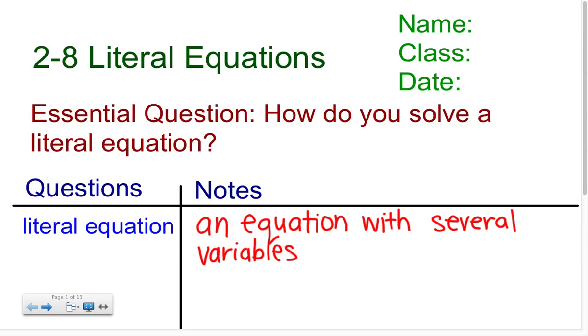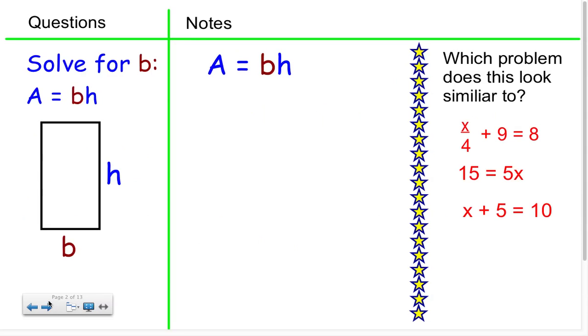In Chapter 2, everything we've solved has just had one variable or two variables that were the same. Now we're going to have more than one variable that are different. Alright, so our first example, we're going to solve for b. Our equation is a equals bh.